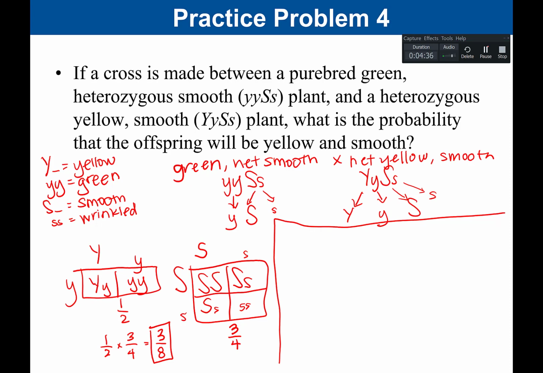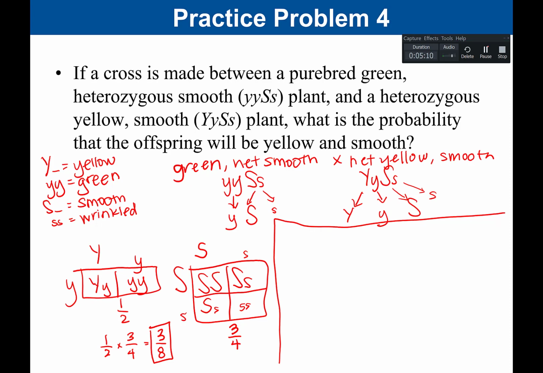Now, that's one way you could approach this problem. The other way to approach this would be to do the large Punnett Square. So in order to do the large Punnett Square, you will have to figure out the gametes for the two parents. So for green and smooth, notice it's little y, big S, little s. And so in the gametes, it should have one Y and one S. If your gametes don't have one of each letter, you didn't set it up properly. You have to have one of each letter.